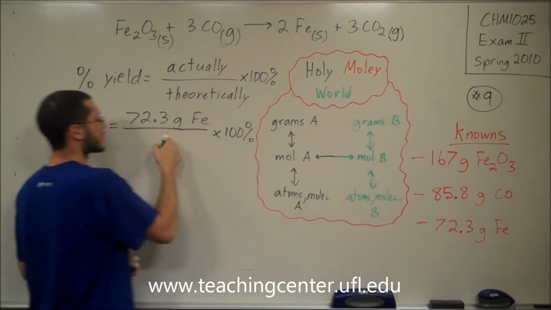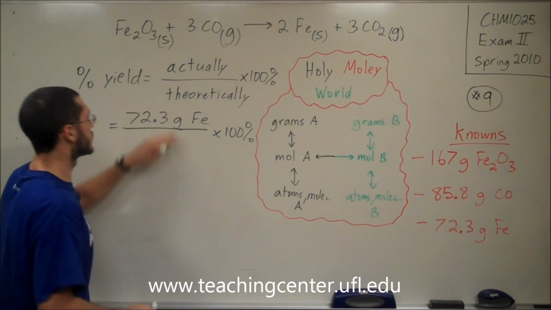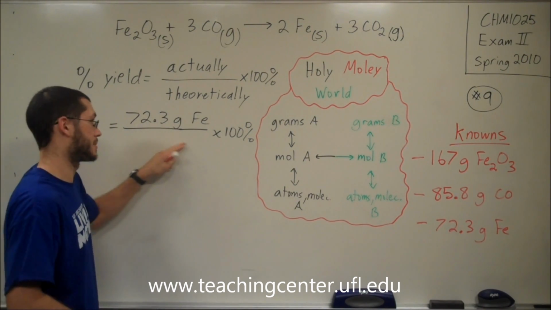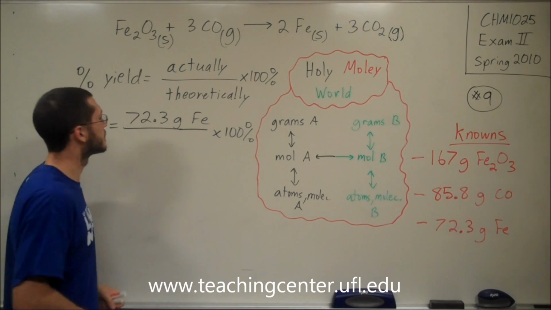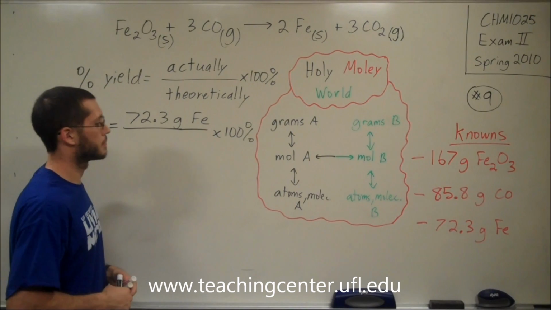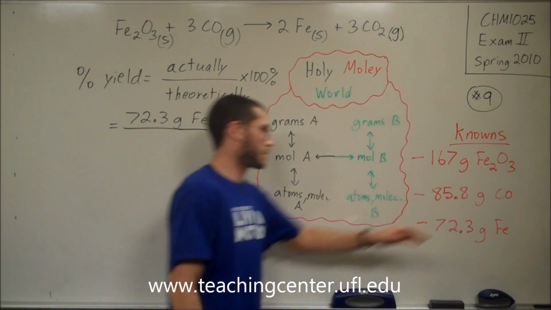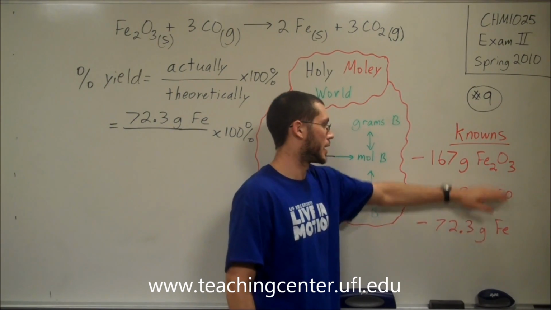But what do we put as how much we theoretically could have made? We know that we're going to have some sort of mass to go down here, grams of Fe, because the numerator is in grams of Fe. But we need to calculate the theoretical amount. Again, it's going to come straight from the carbon monoxide amount, since this is what runs out first. I don't care about this.